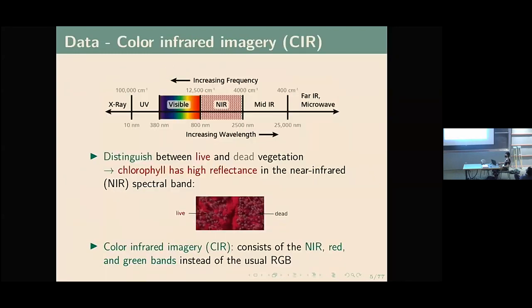as for data, large-scale mapping of dead wood can be accomplished based on high-resolution remote sensing aerial imagery. Specifically, chlorophyll has high reflectance in the near-infrared spectral band, which can serve as a basis for distinguishing between living and dead vegetation. So this figure here shows some sample living and dead trees where gray is dead. All these are dead trees seen from above, and red is undead, alive. So this study uses color infrared imagery, which is a mixture of visible and near infrared spectral bands.